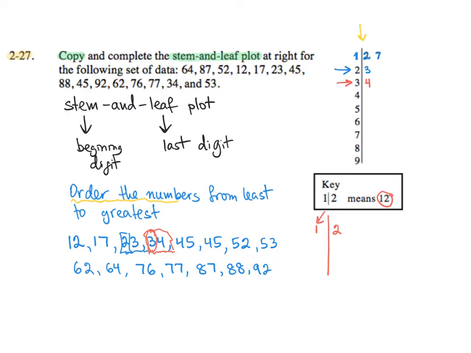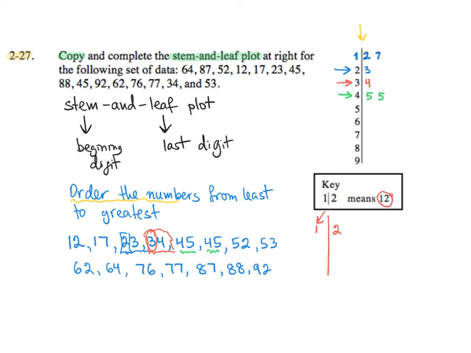I'm going to do 2 more, and then you're going to try on your own. Let me use a different color. So I see 45 and then 45. So those are repeating. I'm going to be at the 4 in the place of the tens, and then I'm going to write the 5 for the first number 45, and I'm going to write 5 again for the second 45. So when they repeat, we do need to organize the data as well.